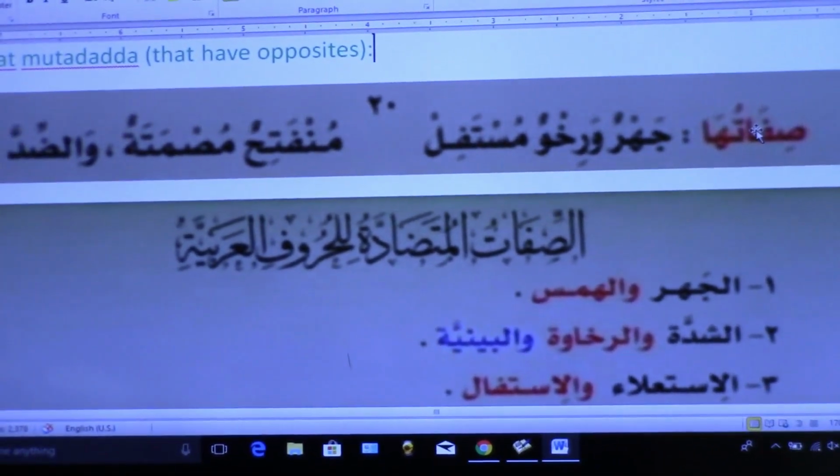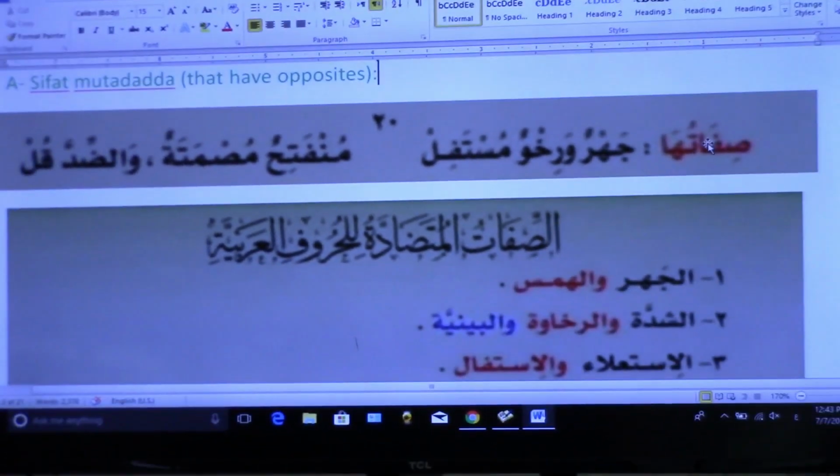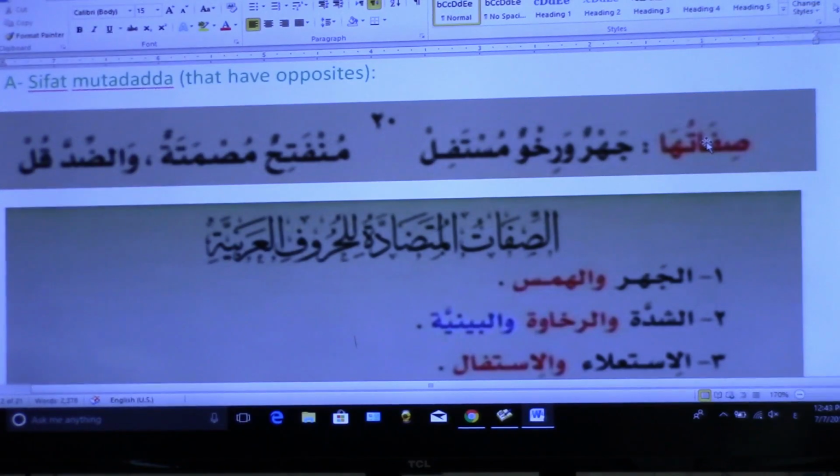صفاتها, line number 20, which is the first line in this section, the third section of Al-Jazariyya. When we have a colon, it means he's telling you what those صفات are. جهر, that's the first one. جهر ورخو، مستفل منفتح، مصمتة. How many? 5. I told you 4, right? I'm going to tell you why he mentioned 5, but they are practically 4.